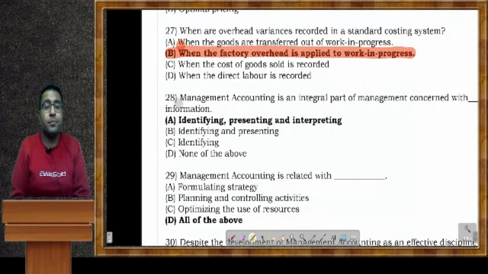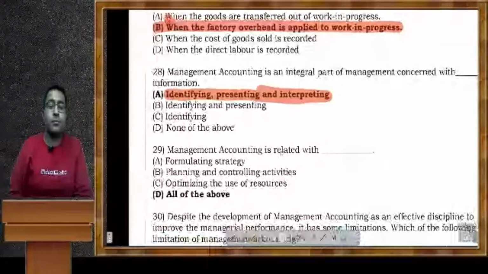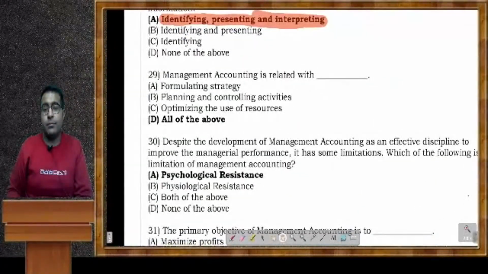The next question. Management accounting is an integral part of management which is concerned with identifying, presenting, and interpreting the data. What is the real reason? First identify it, then present it in a proper form, then interpret the result. What is the reason behind it? These are all the work of a management accountant. Next question.